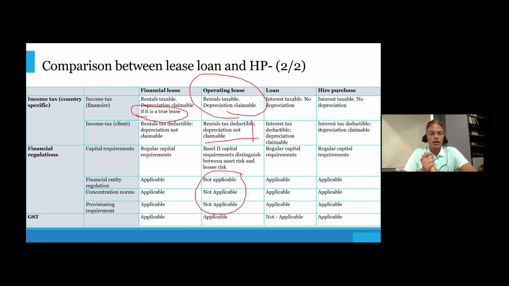This was a quick overview of distinction between financial leases, operating leases, hire purchase, and loans. And like I mentioned, we intend to get into nuances of each of these. So at this juncture, I would park the discussion here and see if any of you have any questions thus far before we move to the next episode.